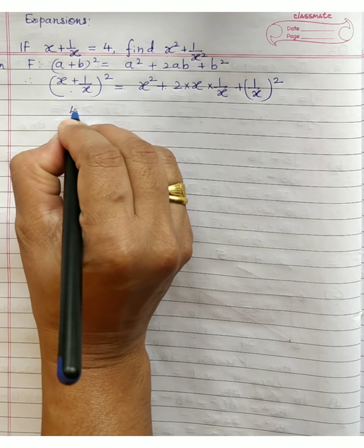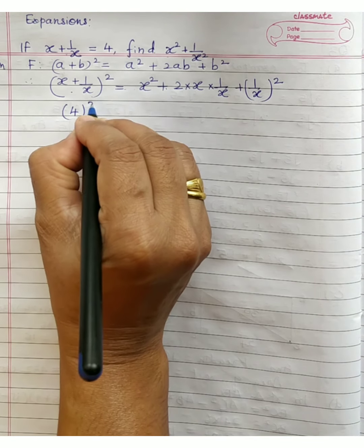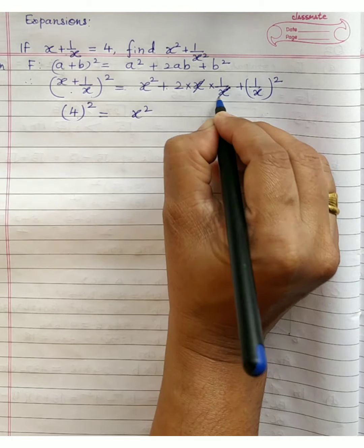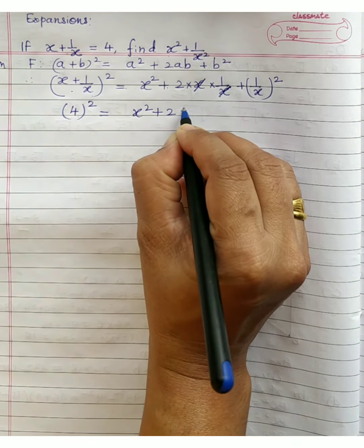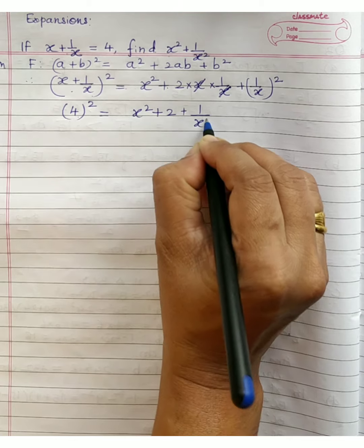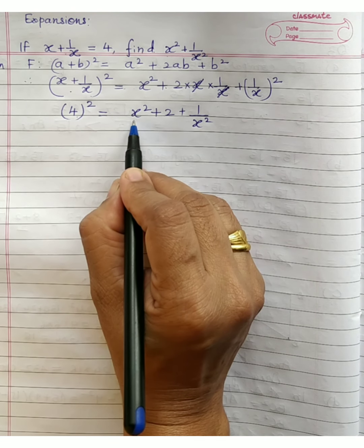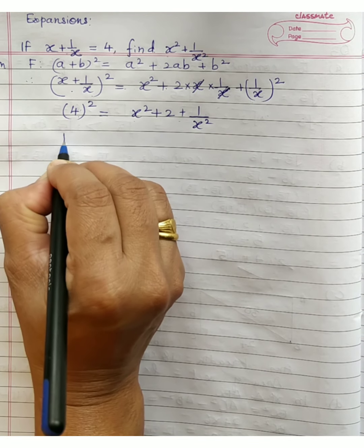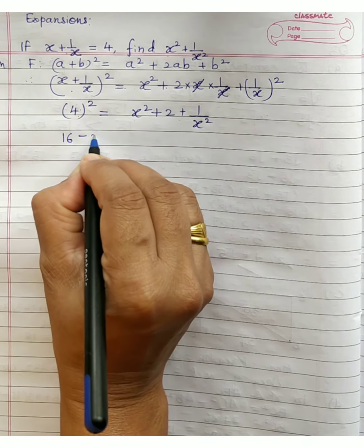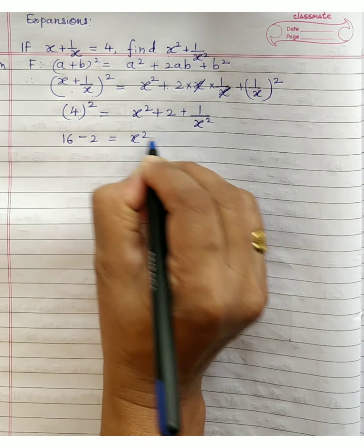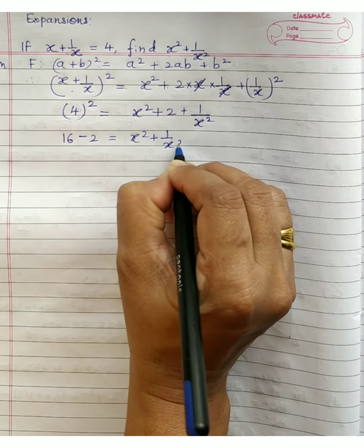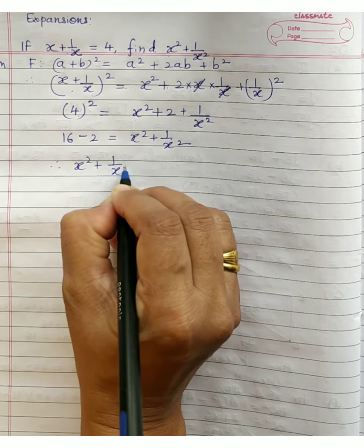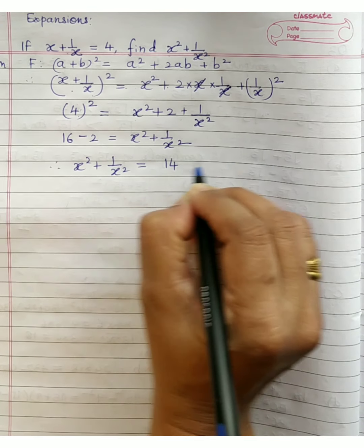So x plus 1 upon x can be replaced by 4 and square, right? x square, what do you observe? These two terms get cancelled, plus 2 plus 1 square 1, x square, x square. What we have to find? x square plus 1 upon x square. Transfer 2 to the other side. 4 square is what? 16. 2 is shifted here, minus 2 equals x square plus 1 upon x square. Thus, you have found your answer. x square plus 1 upon x square is equal to 14.